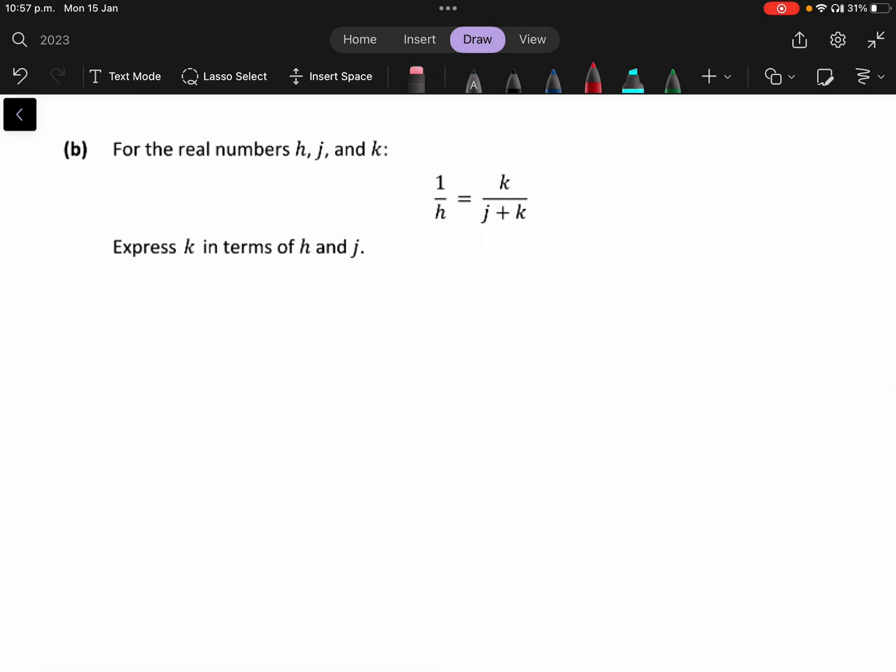For the real numbers h, j and k, 1 by h equal to... find k in terms of h and j.